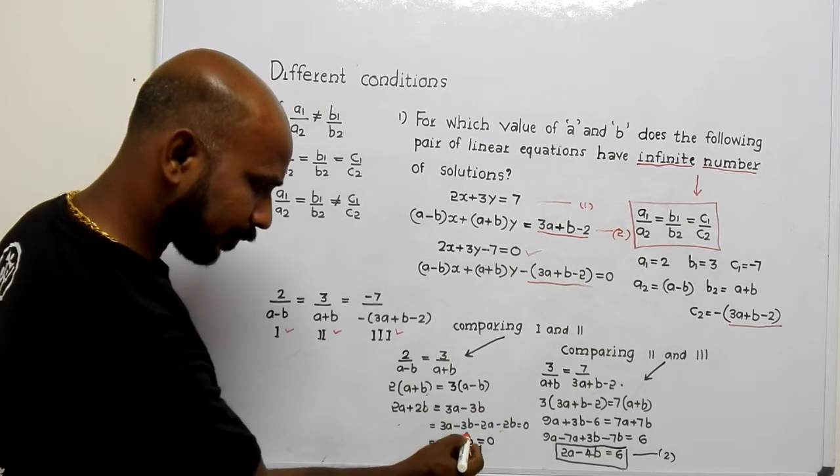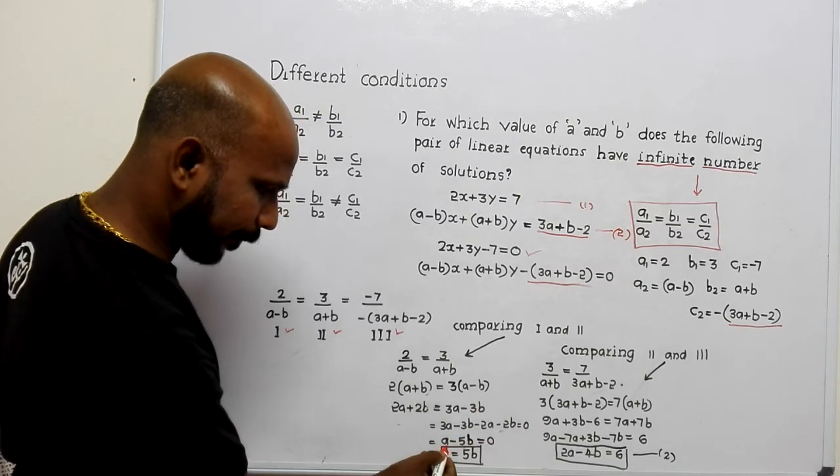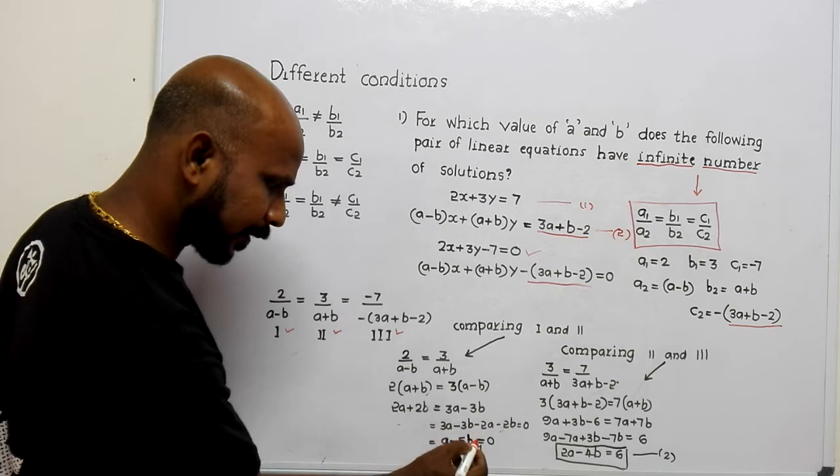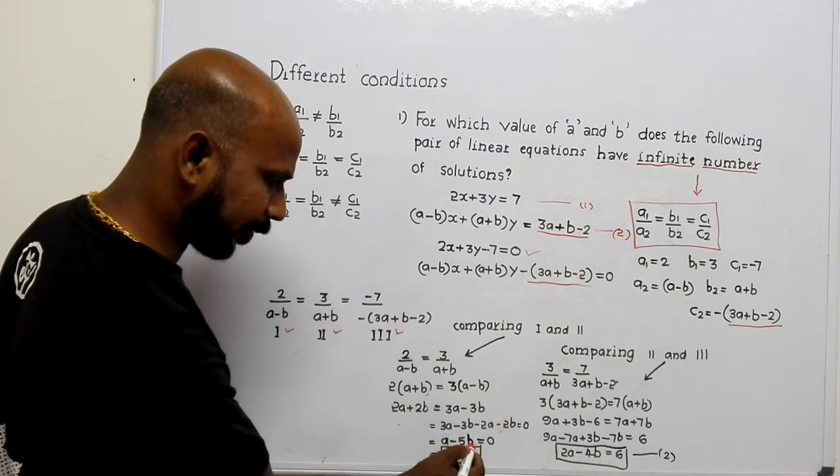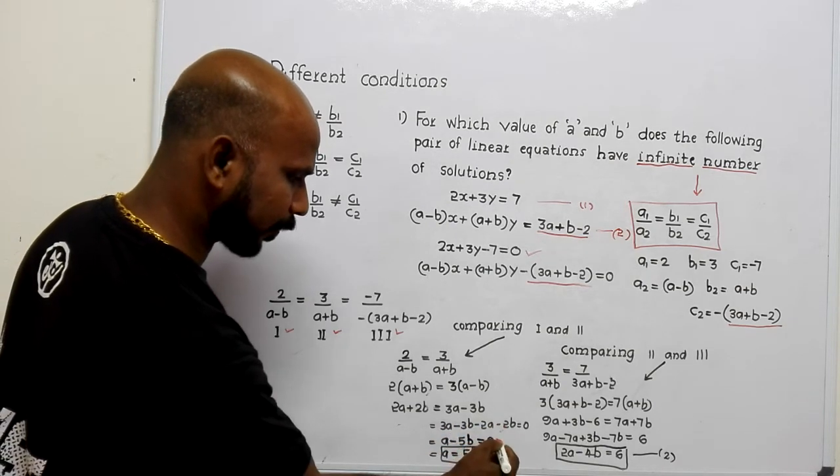So 3A minus 3B minus 2A minus 2B equal to 0. That is 3A minus 2A, A, minus 3B minus 2B, that is minus 5B. So A minus 5B equal to 0.